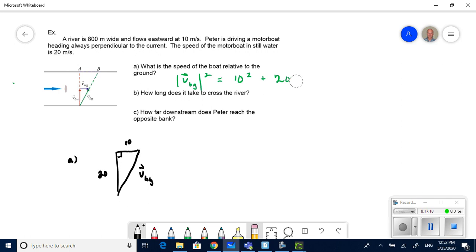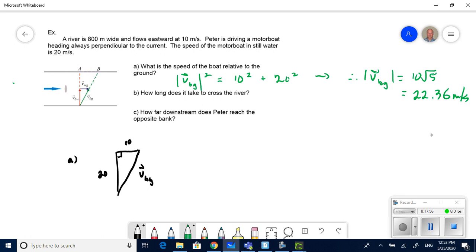Okay, so I have this simple little system to solve, and it works out to be approximately, I think, 10 root 5, or roughly 22.36 meters per second. Okay, so that's how fast Peter's boat is moving. The boat's moving along here because he's got his speed of the boat plus the current here. So how long does it take to cross the river? Okay, so that's B.